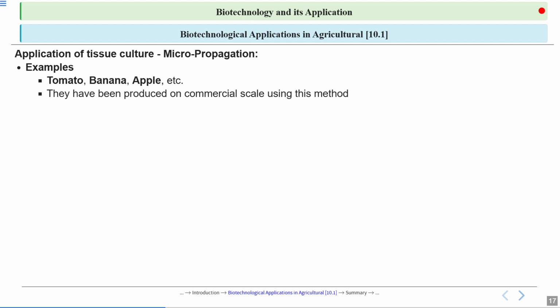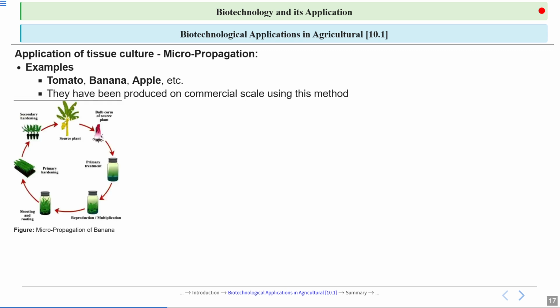Now what are the examples where we can do this tissue culture, micropropagation? Examples are tomato, banana, apple. They have been produced on commercial scale using this method. This is the same figure. It shows the micropropagation of banana: how we can take the corn of the source plant, do the primary treatment, then reproduction and multiplication will happen, then there will be shooting and rooting, then primary hardening, then secondary hardening, and then they become a source plant.